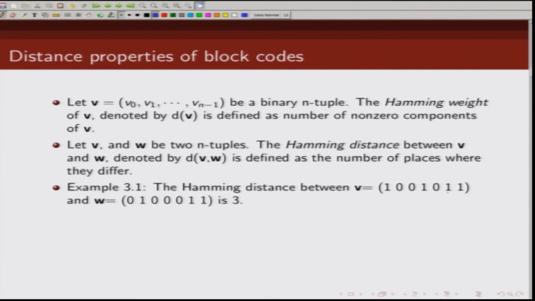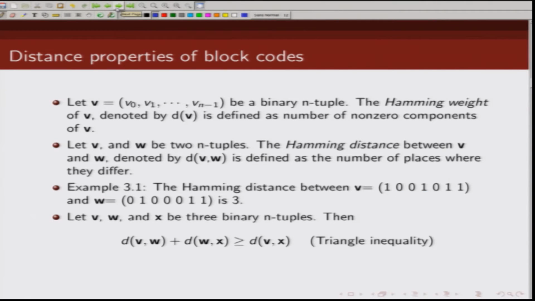In this bit location, both V and W are 1. Similarly, in this location, V and W are same. So, that means our Hamming distance between V and W is 3, and these are the 3 locations where they are differing: the first bit location, second bit location, and this fourth bit location. So, the Hamming distance between V and W in this example is 3.